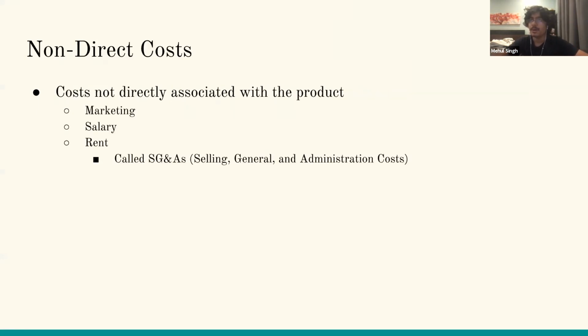Then we have non-direct costs, which are costs not associated with the actual product. Let's say you want to market your lemonade stand. You would buy a sign to put up front to tell people that you have a lemonade stand here. That would be marketing, and that would be a non-direct cost of the product. Let's say the sign costs 25 cents, and that would be your SG&A costs, selling, general, and administrative costs.